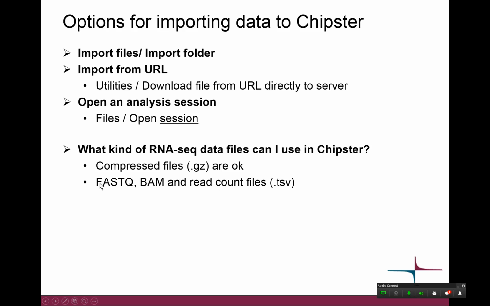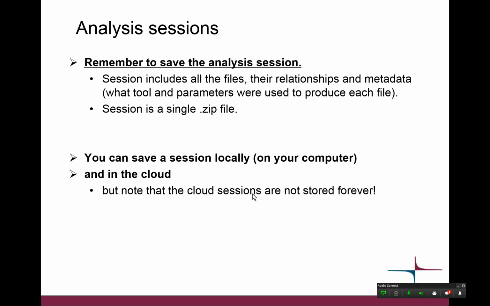The other point I wanted to make here is that today we go through the whole workflow. So we start from the raw reads in FASTQ format, and then we align and have count files. But if the core facility, for example, already gives you BAM files, it's quite all right to start with those in Chipster, and also if you have count files, that's fine too. So you can jump in at different points of the analysis.